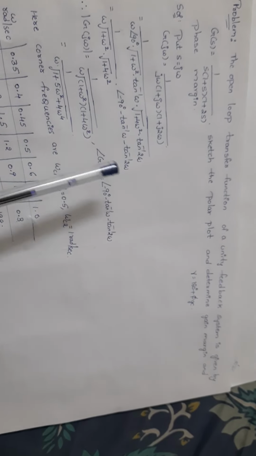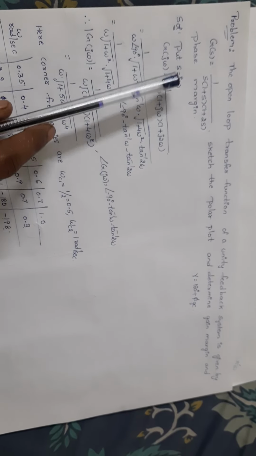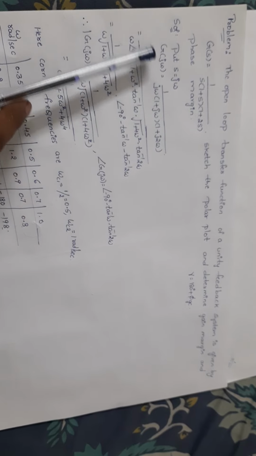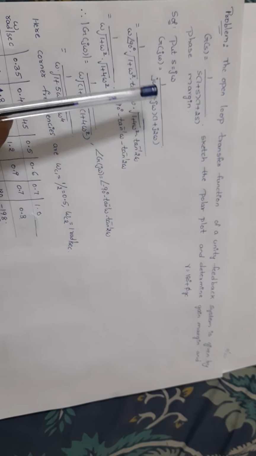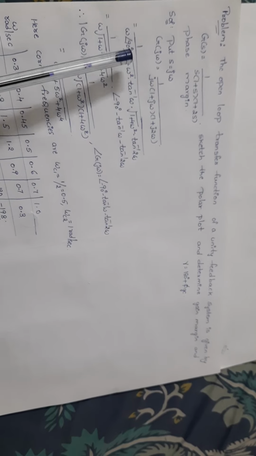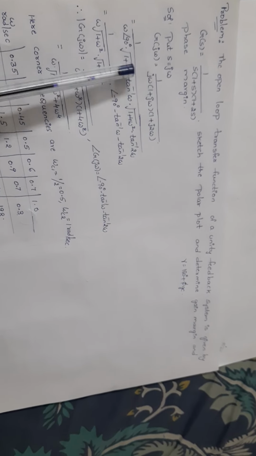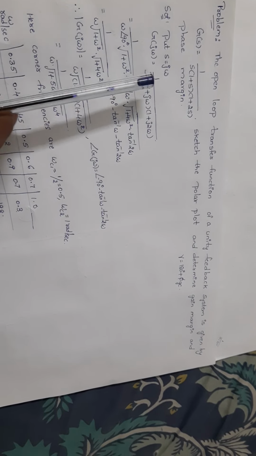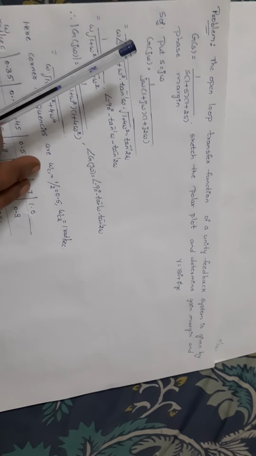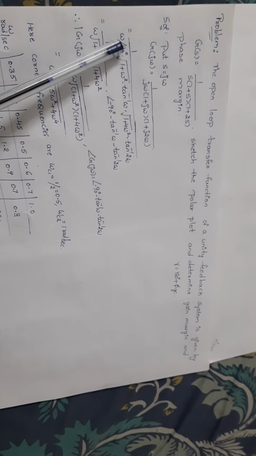As usual, polar plots are very easy to plot. The first step is to put s = jω. G(jω) is this, and from this you write the phase angle as well as the magnitude. Here it is jω, so you should write ω angle 90 degrees. If it was jω squared, you write ω squared angle 180 degrees.